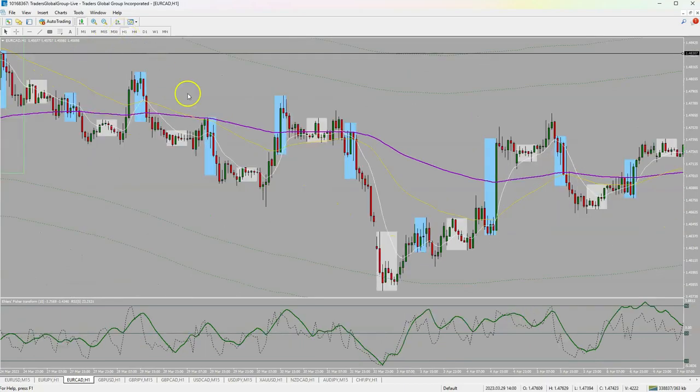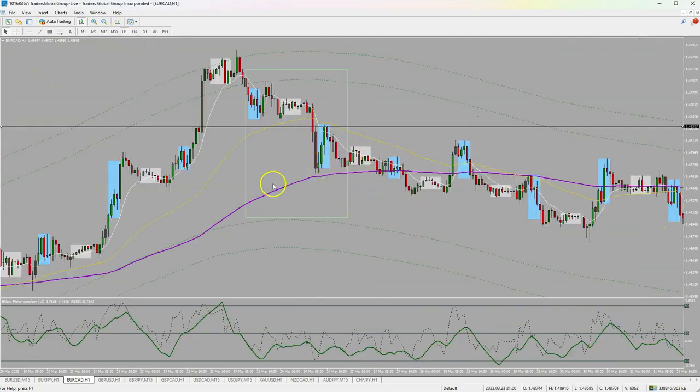So that's a couple of examples of the Picatin 2.0 version, which again, I like that better than the original version, but I trade both of them for sure.